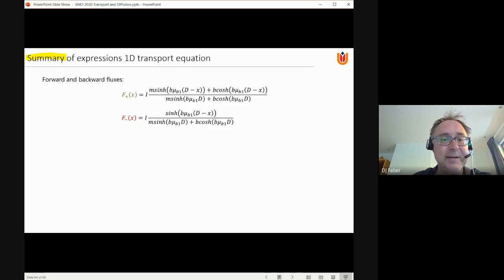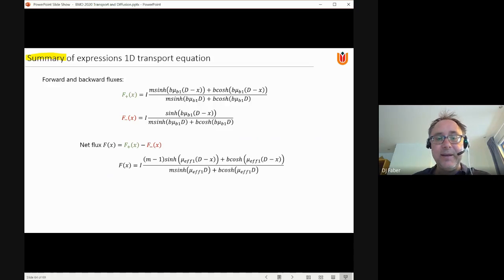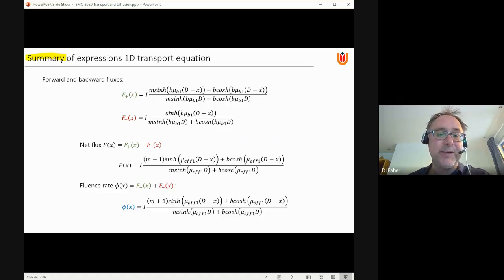All right. So what did all this manipulation and all this derivation give us? Well, we have analytical expressions for the forward and the backward fluxes at some location x inside our 1D volume, which means we can later on proceed to make a graph of that and see how it behaves. We have an expression for the net flux given here, and we have an expression for the fluence rate, the sum of the fluxes, given here.